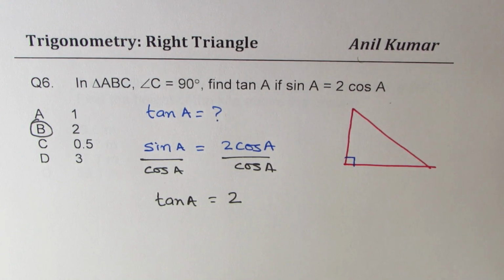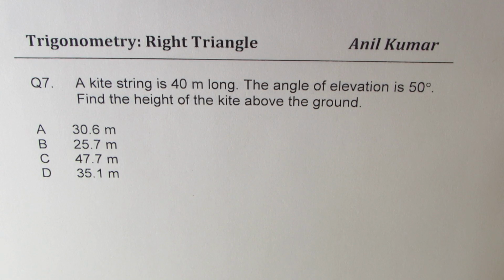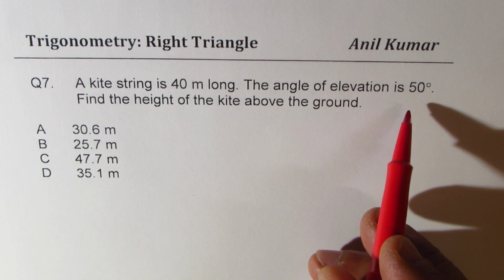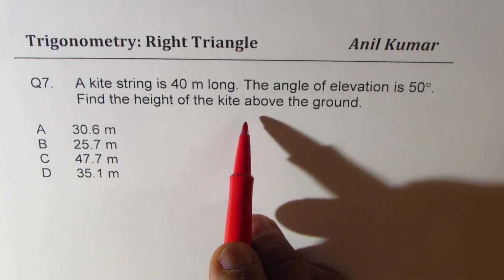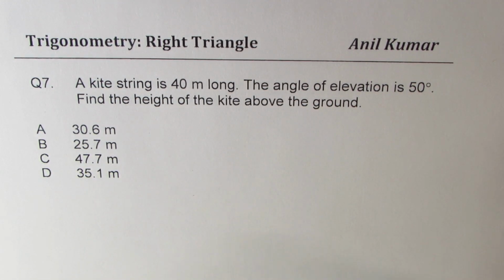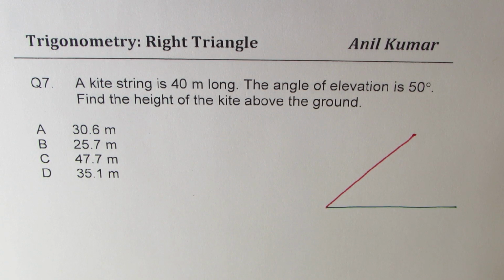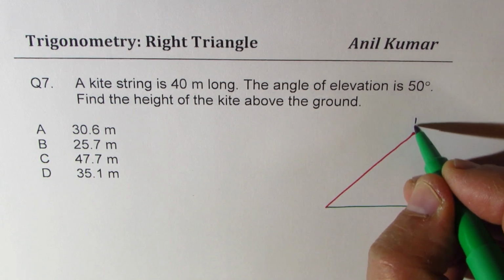Perfect. Let's move on and take the next question, which is, a kite string is 40 meters long. The angle of elevation is 50 degrees. Find the height of the kite above the ground. Okay, so let's assume that this is the ground. And well, from here, we'll just sketch like this, kite string. We need to find the angle.